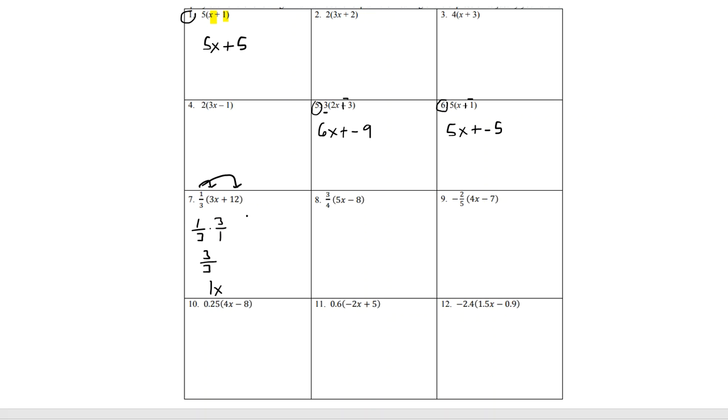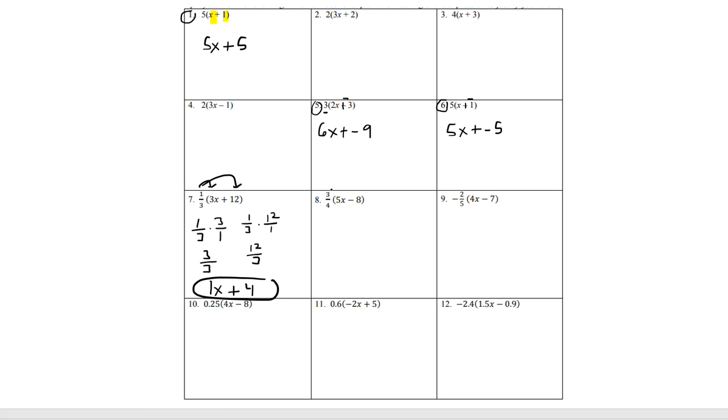And then 1/3 times 12, when we multiply that together, the 12 gets put over 1. 1 times 12 is 12. 3 times 1 is 3. 12 divided by 3 is a 4. So this becomes 1x plus 4 after we distribute the 1/3.